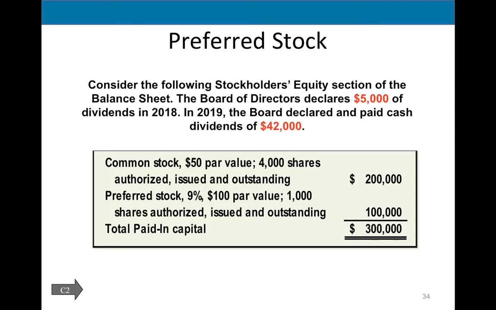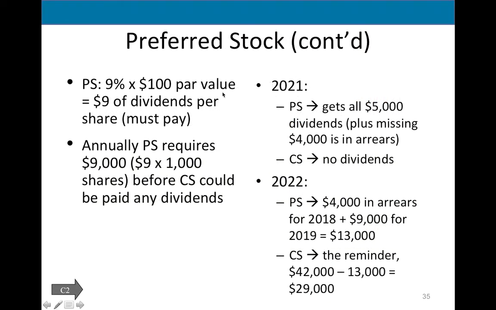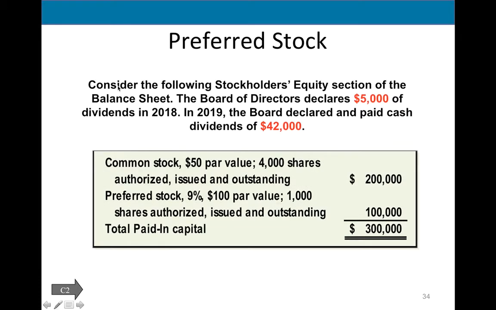So let me go right here. This is an example I came up with. So preferred stock has 9% dividend. It means, how do I find that dividend? Let me go through this one.